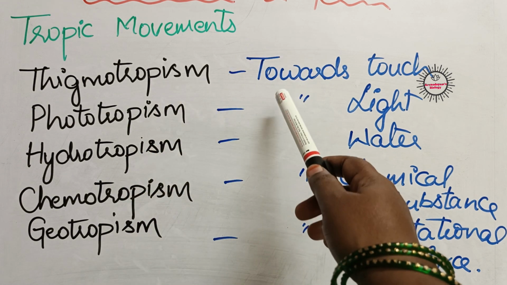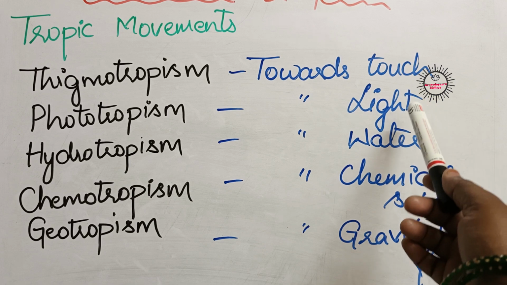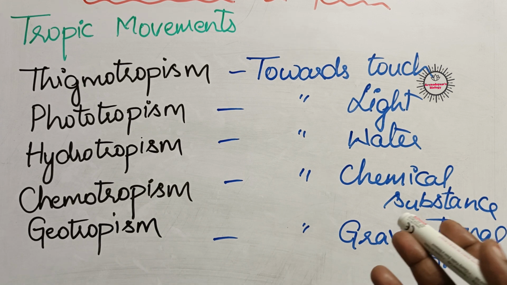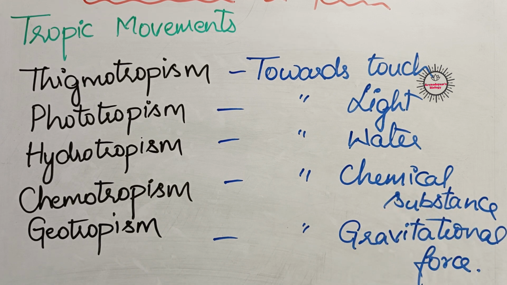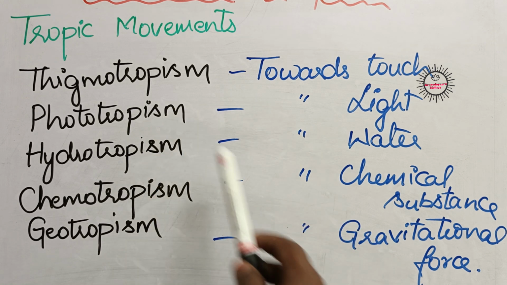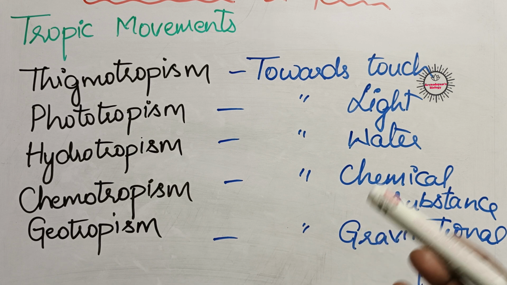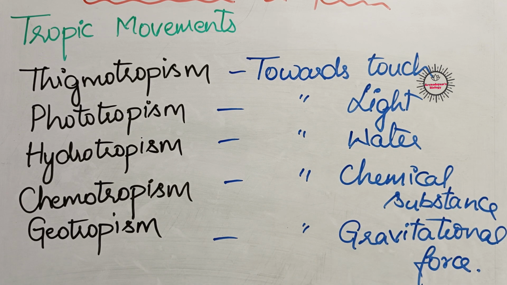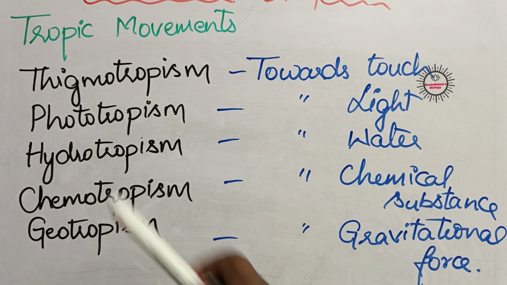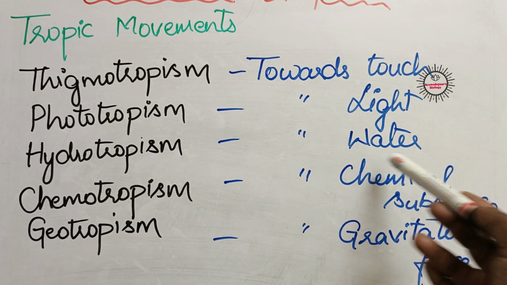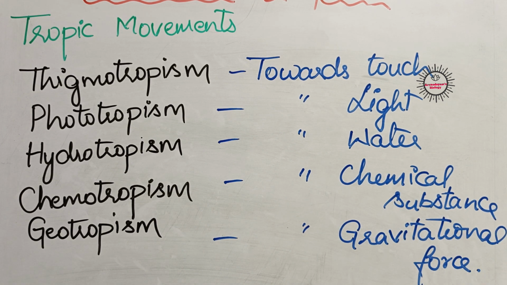Thigmotropism means movement of a plant part towards touch. For example, climbing of a tendril towards its support is an example of thigmotropism. Phototropism means movement of stems towards light, which we have seen in our earlier example. Next, hydrotropism: movement of a plant part towards water is called hydrotropism. This we can observe in aquatic plants.